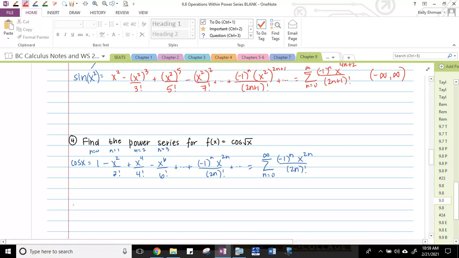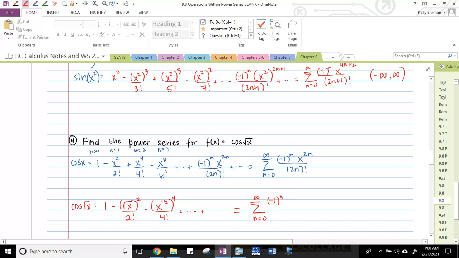So if I want to build cosine of square root of x, that does just mean you're plugging square root of x into each of these terms. Square root of x to the second power over 2 factorial minus, maybe it would be helpful to write it as x to the 1/2 to the 4th over 4 factorial, etc. Okay, let's just get right to the series though. What's this going to be? You don't need to write out all of the terms. I'm just showing what happens. So the negative 1 to the n isn't affected by that.